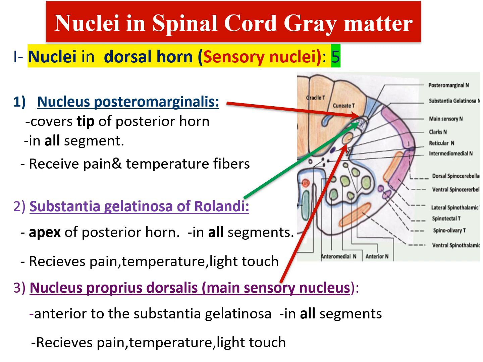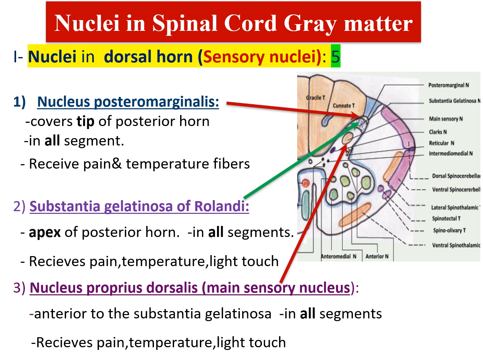What about the nuclei in spinal cord gray matter? The nuclei in the dorsal horn, as I mentioned, are sensory nuclei. They are 5 in number. I will explain them from posterior to anterior. The first one, posteriorly, is called nucleus posteromarginalis. It covers the tip of the posterior horn and is labeled by the red arrow above. It is present in all segments of the spinal cord. It receives pain and temperature fibers.